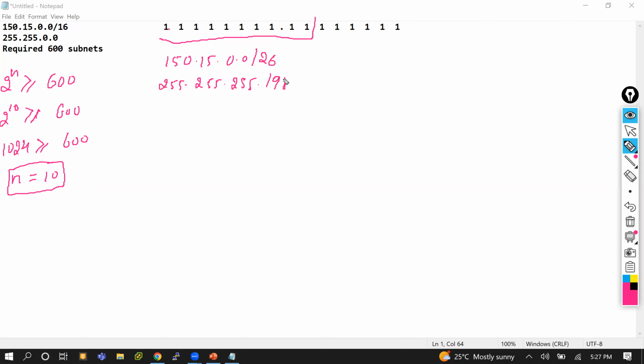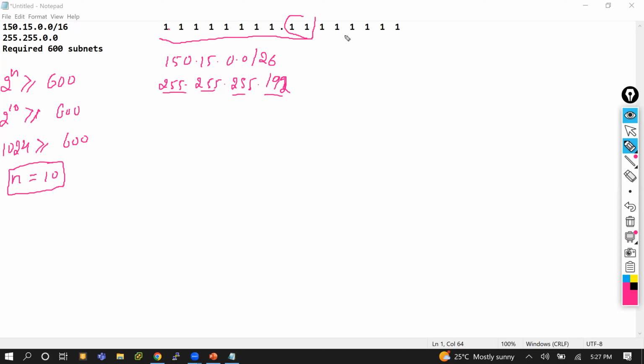So we got this one. By default 255 we have, but the third octet we are occupying completely, since we have borrowed. So if you calculate all these bits, you get 255. In the fourth octet, we have borrowed only the 2 bits, so the 2 bits value is 192 here.